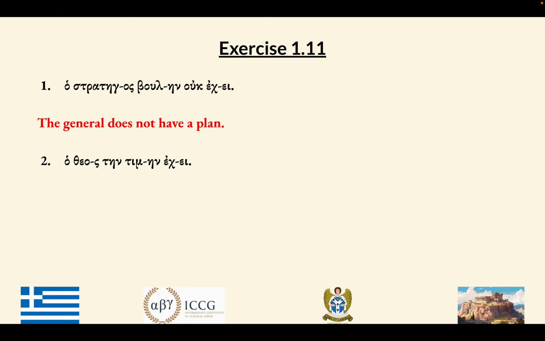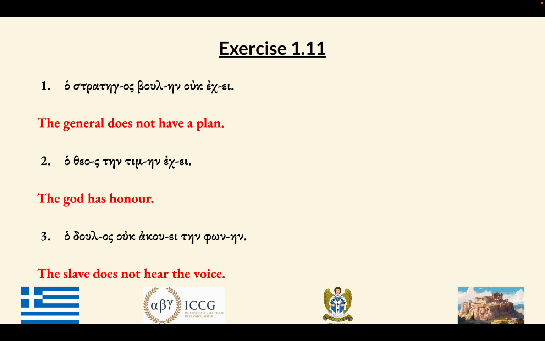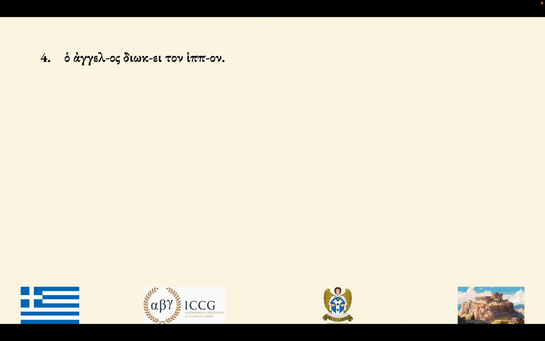Okay, number 2, ho theos ten timen eke. That means the god has honor. Now, literally, it means the god has the honor, but in English, we don't really talk about the honor, we just talk about honor. So that's how I would translate it. Then number 3, ho doulos ouk akoue ten phonen. The slave does not hear the voice. Then number 4, ho angelos dioke ton hippon. The messenger chases the horse.